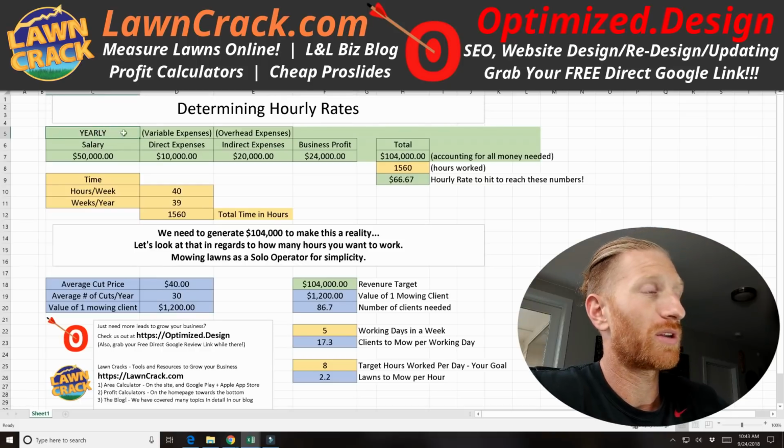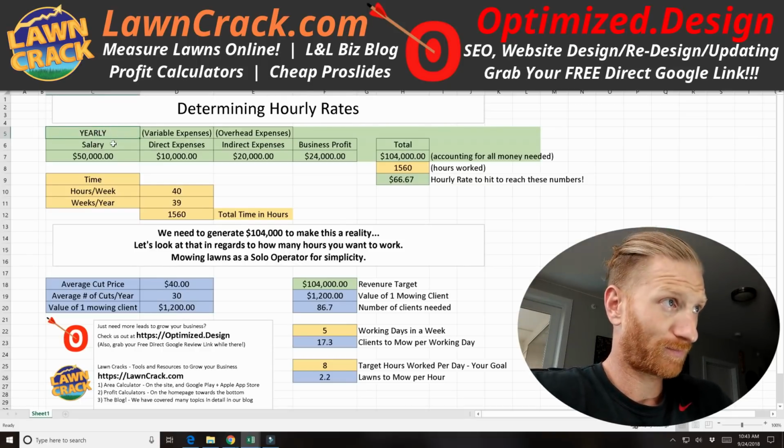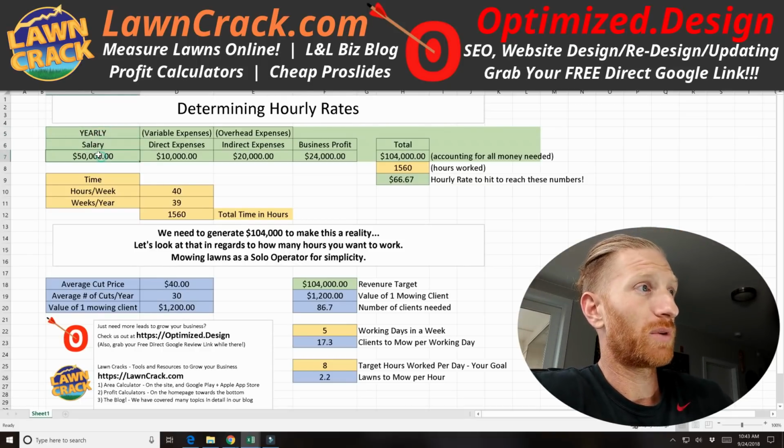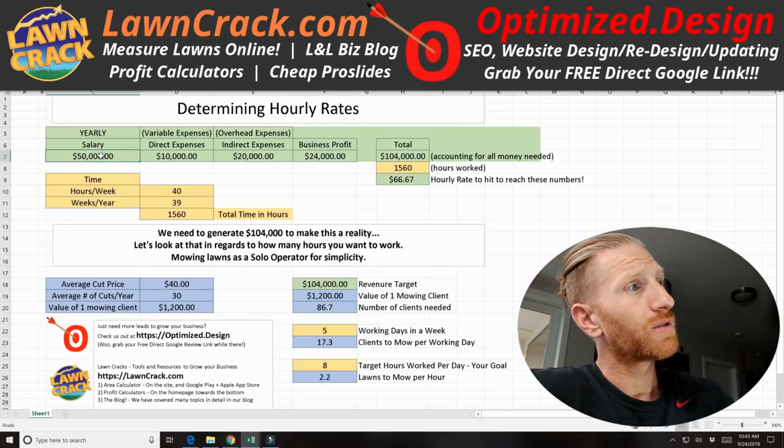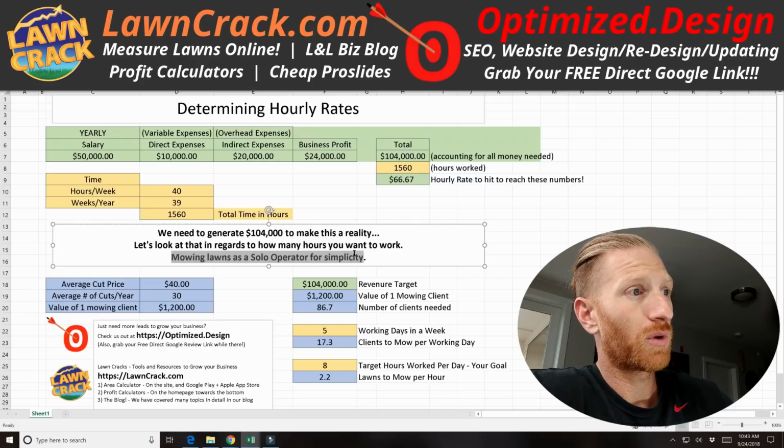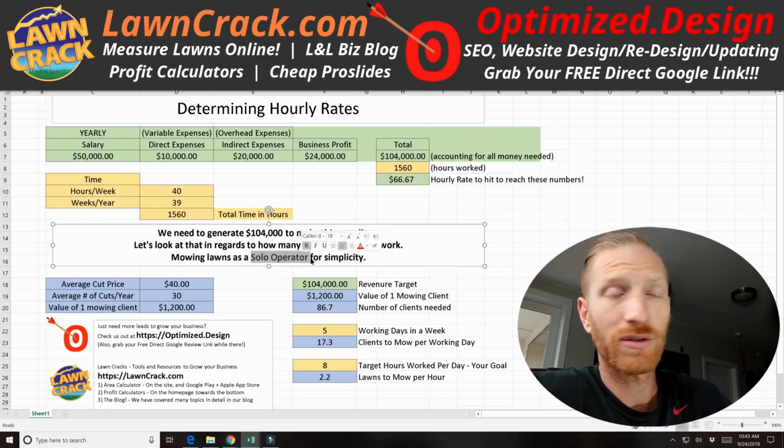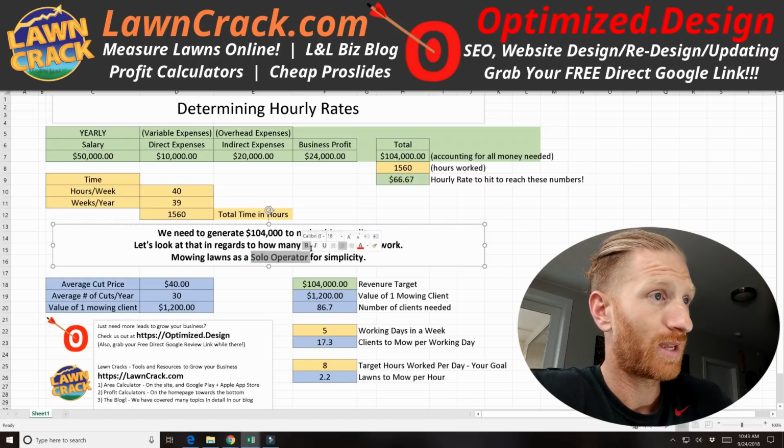I'm doing this on a yearly basis right here. So basically what this is saying is salary, you as the owner. If you look down here real quick, we're doing this as a lawn mowing company, a company that just mows grass with a solo operator, so an owner-operator business, and this is just to hopefully make this easier to comprehend.